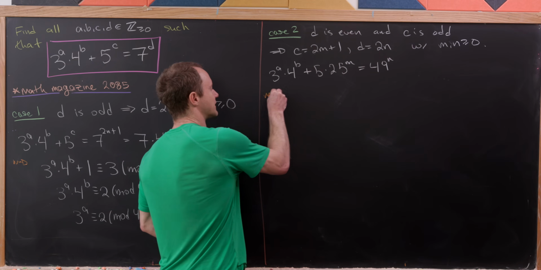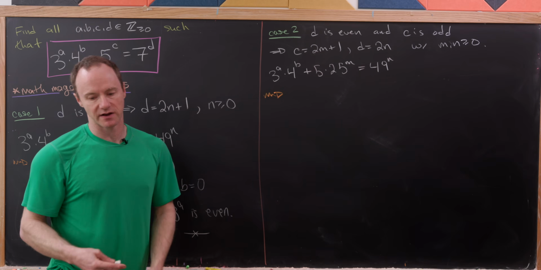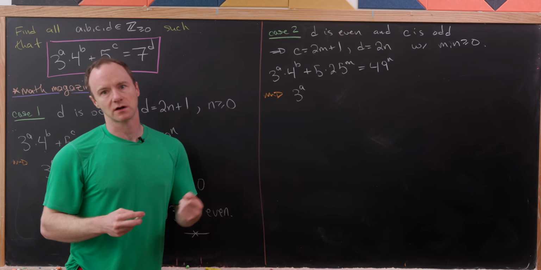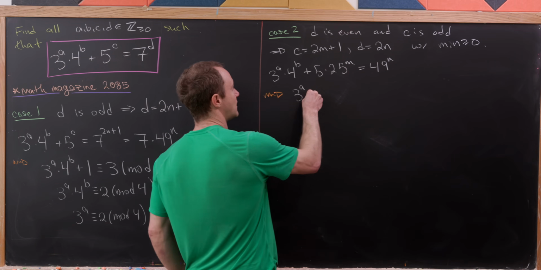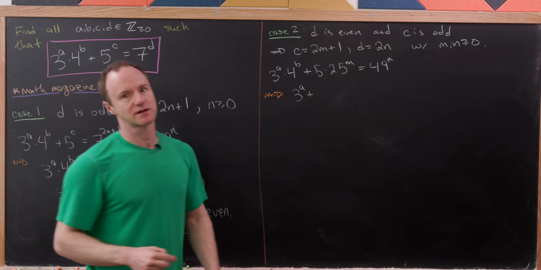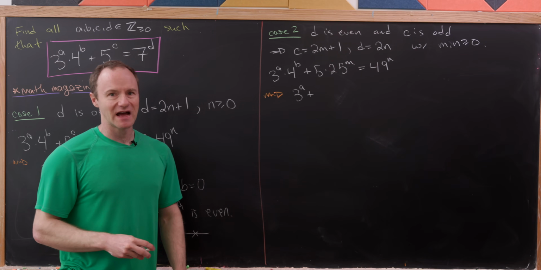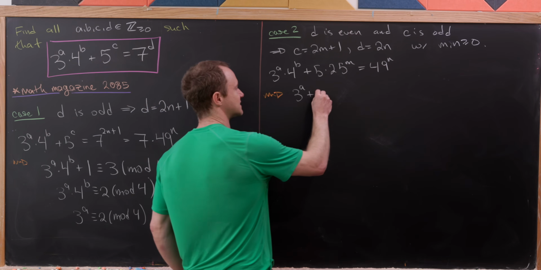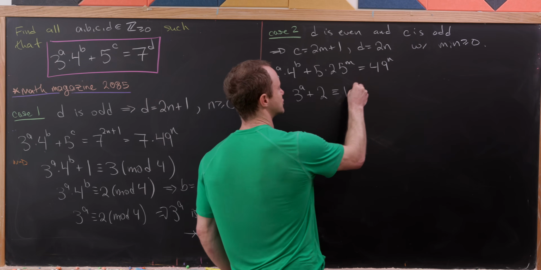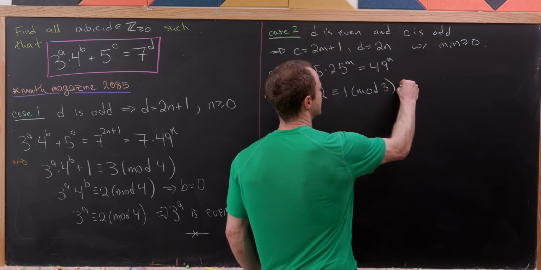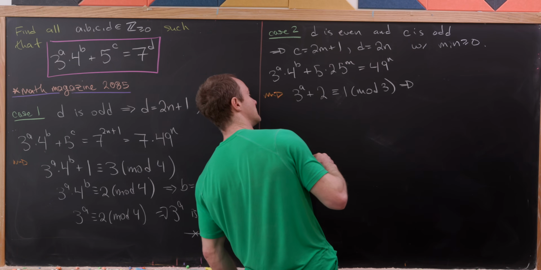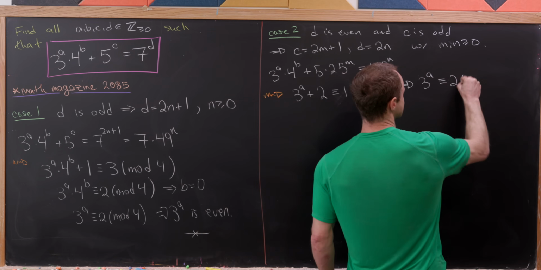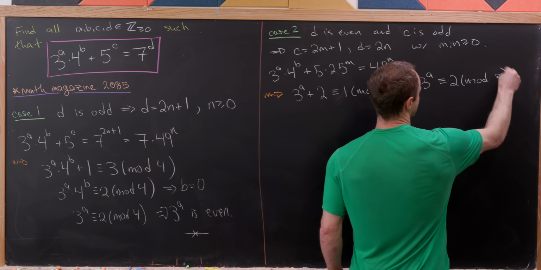So let's just say now this orange arrow means reduction mod 3. So that's going to give us 3 to the a times 4 to the b, but 4 is congruent to 1 mod 3, and then plus just 5, because 25 is also 1 mod 3. But 5 is 2 mod 3, because it's 2 more than a multiple of 3. So this is 3 to the a plus 2 is congruent to 1 modulo 3. But let's observe that we can subtract 2 from both sides, and we'll have 3 to the a is congruent to negative 1 mod 3, but negative 1 is the same thing as 2 mod 3.